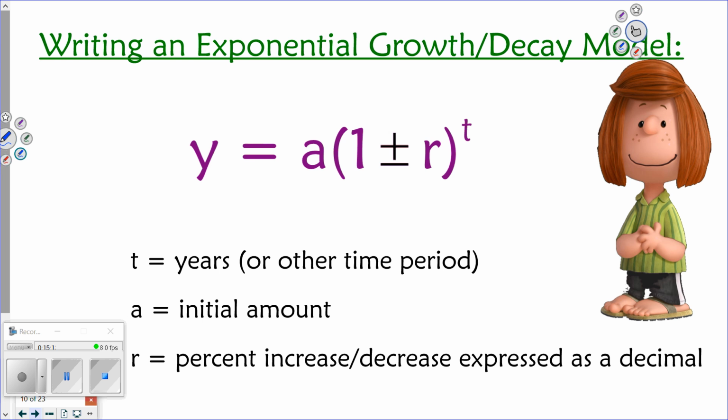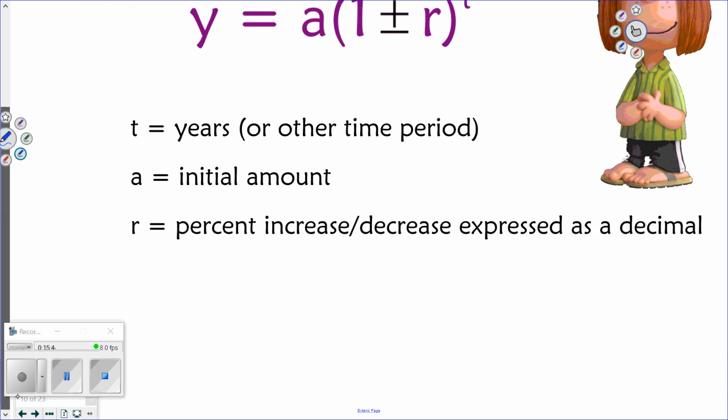So for the first one here, it's exponential growth and decay still, but my b value, notice, is different. It's 1 plus or minus r because it depends on what we're looking at. So the t for my exponent is talking about time in years, or some other time period, typically years. A is my initial amount, right? That's the amount of money I'm starting with if I'm talking about money in my savings account. R is your percent increase or decrease expressed as a decimal. So we need to make sure we know how to take a percentage to a decimal.